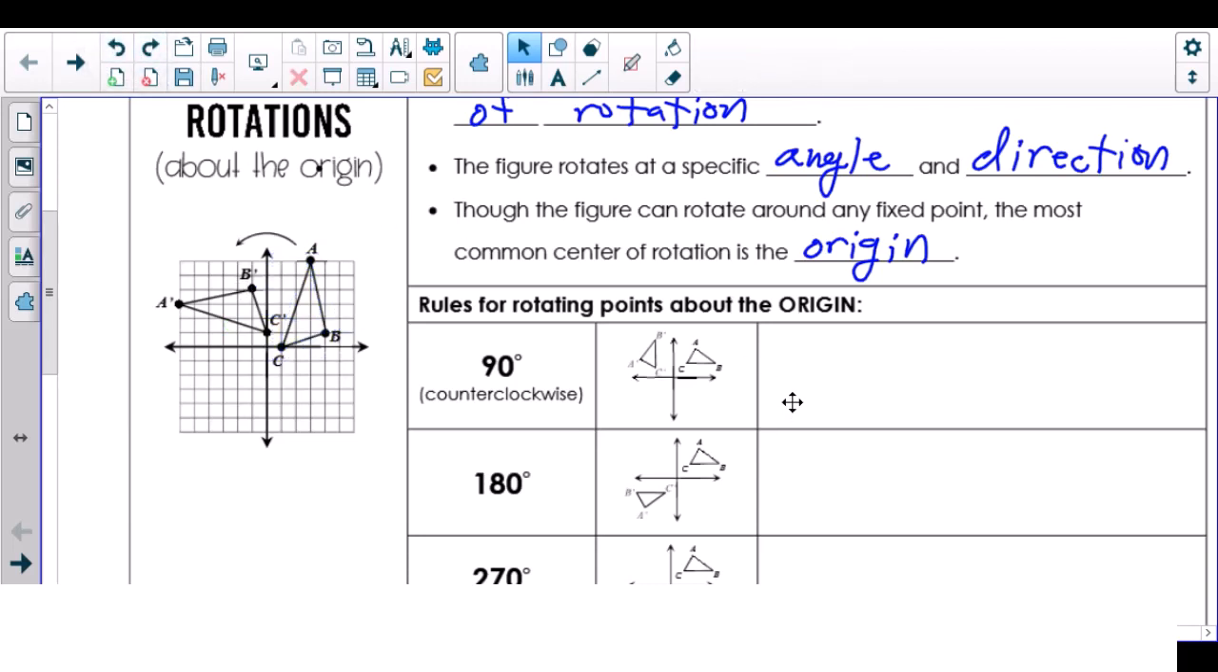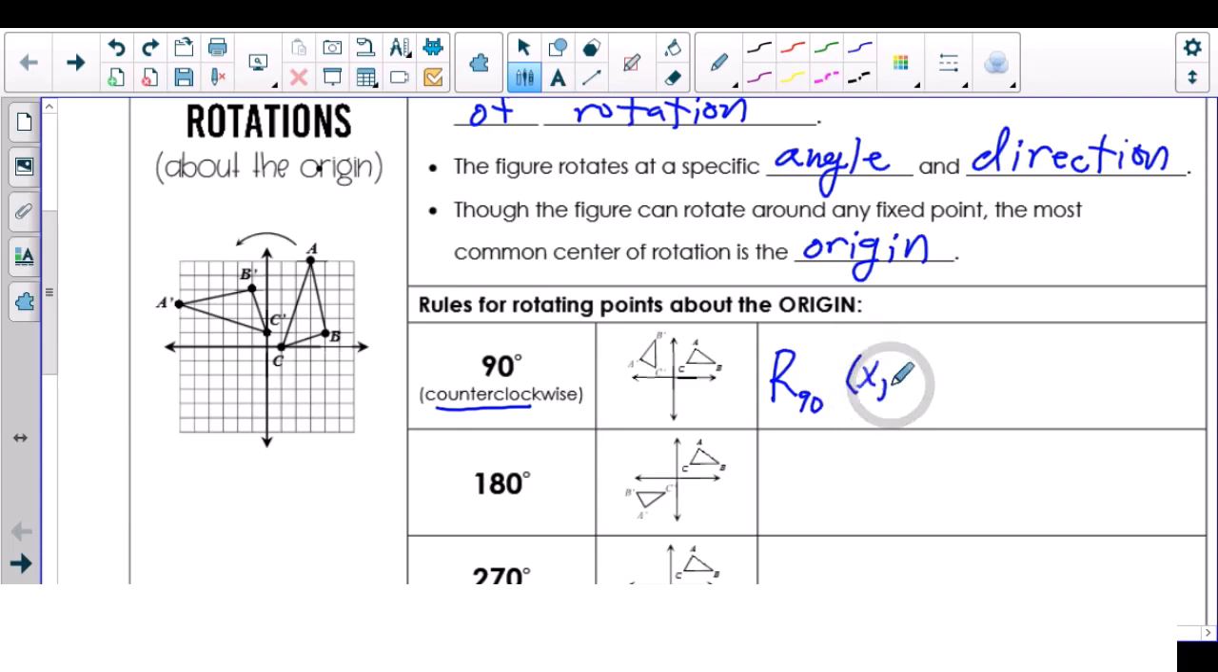Now, just like we did for the last two, we have some rules that will help us define what we're doing and help us to work out the problems. So we're going to rotate about the origin. A capital R is used for a rotation. And then this is 90 degrees counterclockwise. So these are all counterclockwise.